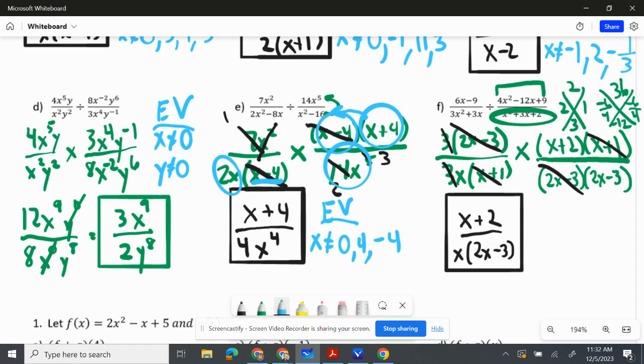And for the excluded values, x cannot equal 0 for the first monomial, then negative 1. And then what we have is 3 halves. And remember, this right here was in the denominator. We have a negative 2, and we already have a negative 1, so that would be it.